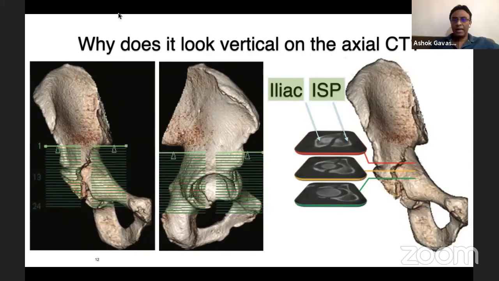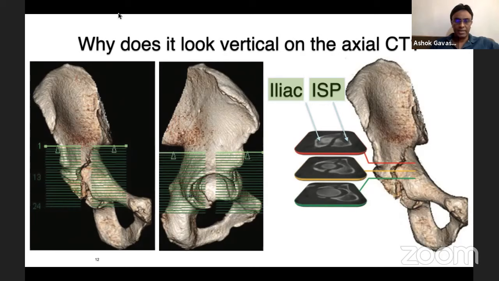So since the transverse fracture divides these two segments into two, the fracture line appears vertical, splitting these two fragments into two. So this is why a transverse fracture looks vertical or sagittal on an axial CT scan.